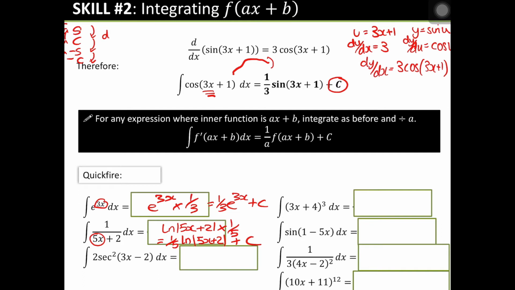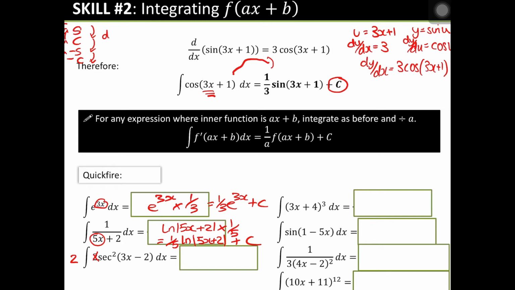Okay, if I look at the next one, so if I look at 2 sec squared lots of 3x minus 2, well, the 2 is just a coefficient. So what I'm actually going to do is get rid of my 2 from in there, and I'm just going to have a multiplied by 2 outside, just to make life a little bit easier.